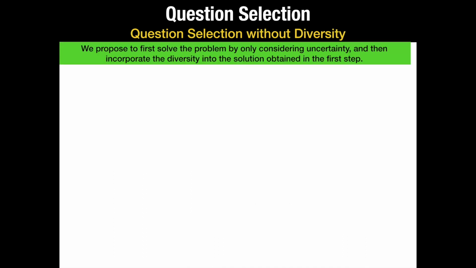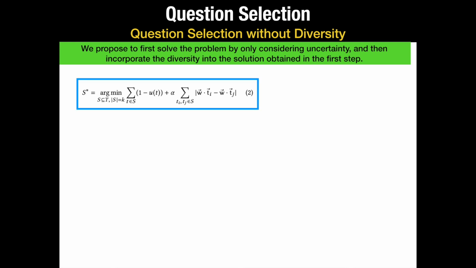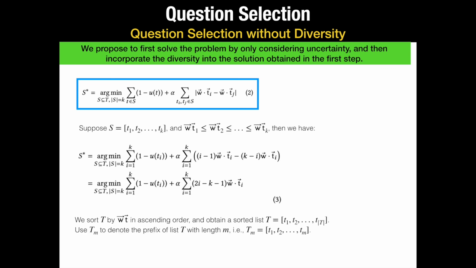We propose to first solve the problem by only considering uncertainty and then incorporate the diversity into the solution obtained in the first step. When we do question selection without diversity, Equation 1 can be reduced to Equation 2. Suppose S contains t1 to tk, and w·t1 is less than w·t2, which is less than w·tk, then we have Equation 3. We sort T by w·t in ascending order and obtain a sorted list T = t1 to tn. We use Tm to denote the prefix of list T with length m.